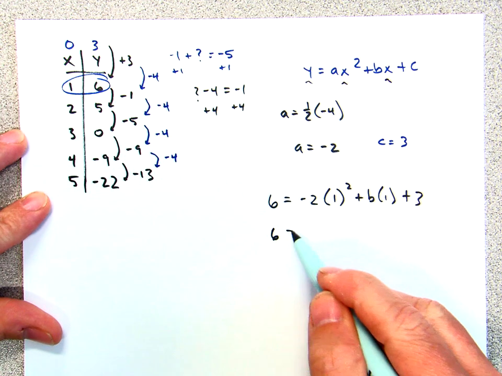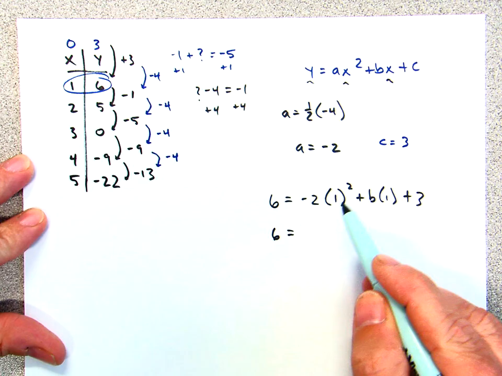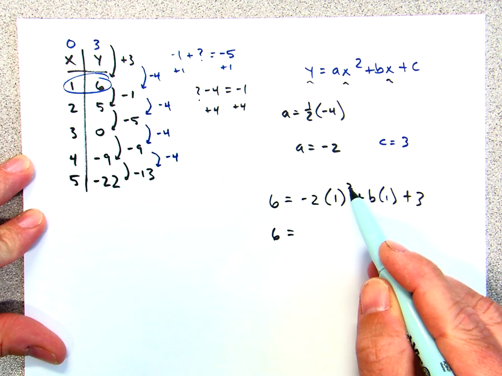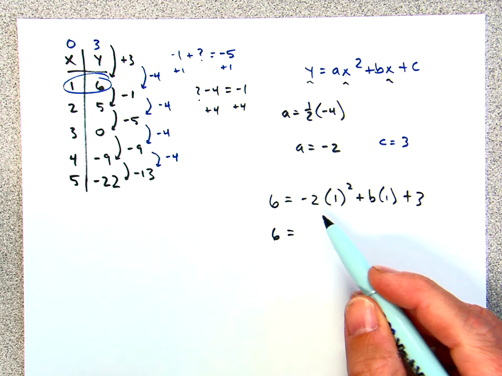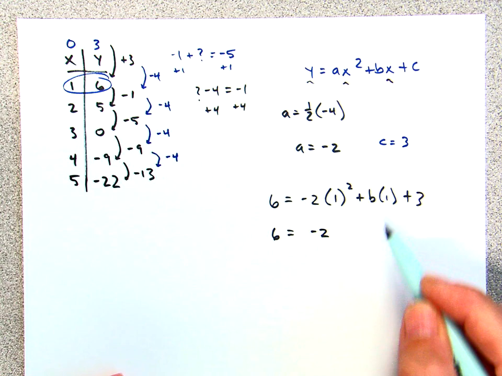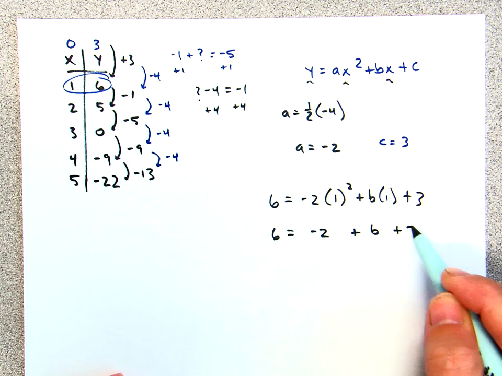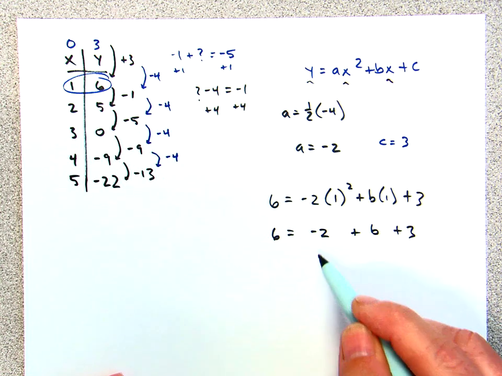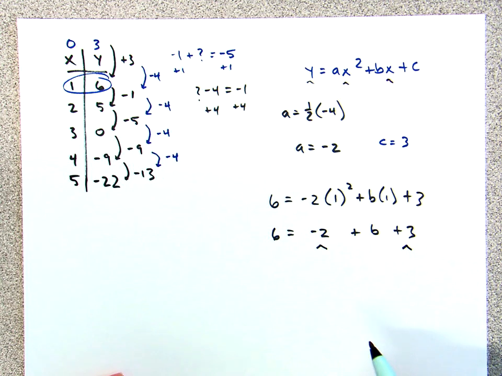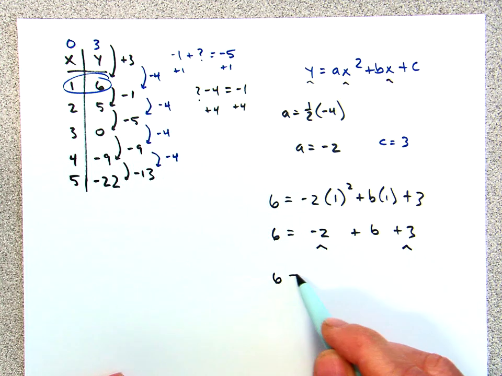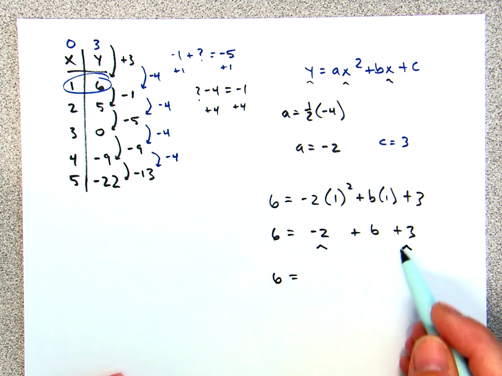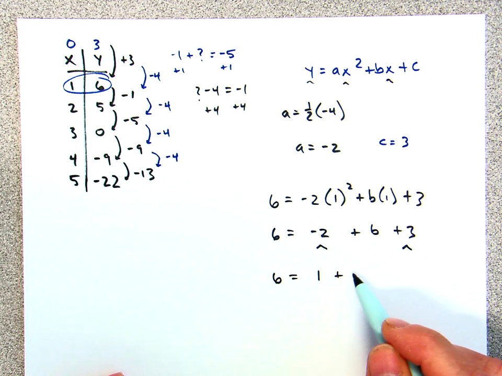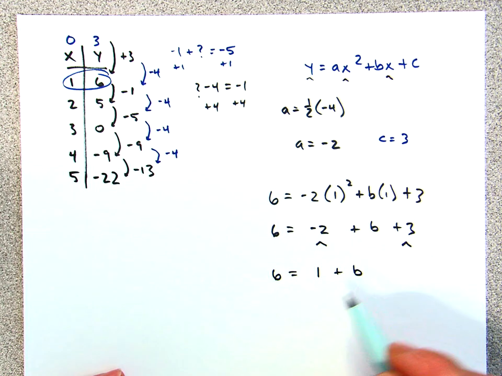So, 6, nothing going on here. Remember order of operations, 1 squared is 1 times negative 2 plus b plus 3. Try to get b by itself. I'm just going to add like terms. So 6 is equal to negative 2 plus 3, which is 1, plus b. Then I can get b by itself by subtracting 1 from both sides. So in this case, our b value is 5.